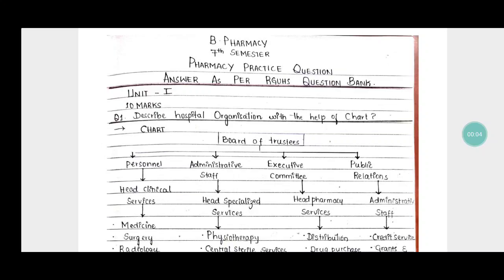So today I'm going to start with a new subject, that is pharmacy practice 7th semester question and answers as per RGUHS question bank. So today I'm going to solve the first unit 10 marks question and answers as per RGUHS.